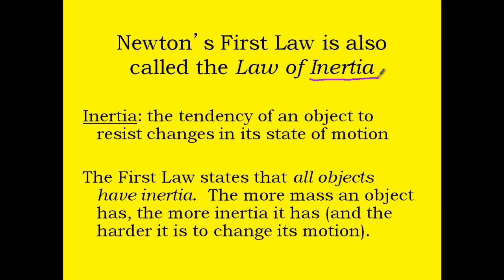So the first law states that all objects have inertia. The more mass an object has, the more inertia it has, and the harder it is to change its motion. I always like to equate this to football. Who are the fattest football guys on the field? Usually the offensive line. The offensive football players are fat because people are trying to get through them to get to the quarterback. And since they're so fat, it's harder to change the fat guy's motion. So that's why you want your offensive lineman to be really fat on a football field.